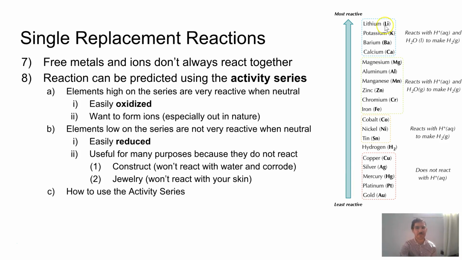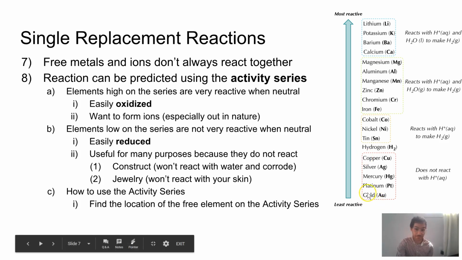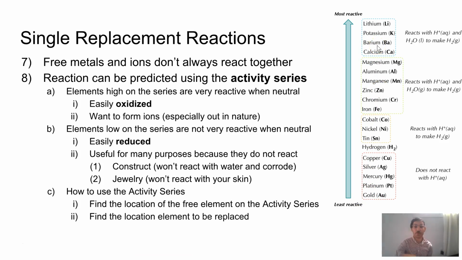So how do we actually use this activity series to help us predict whether or not a reaction will occur? Well, you may have already guessed it, but these elements, as we said, if they're neutral, are very reactive. So we're going to first start by finding our neutral element on our activity series. We're going to see where this neutral atom is. Is it not so reactive or very reactive? And then we're going to compare our neutral free element to the one that it wants to replace.